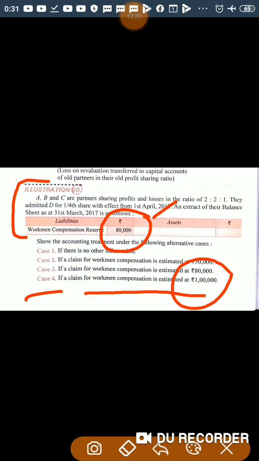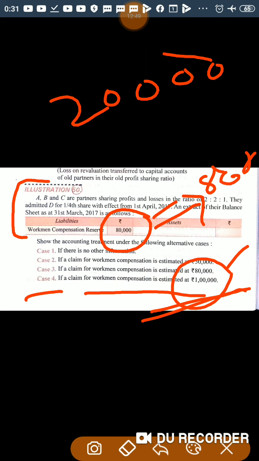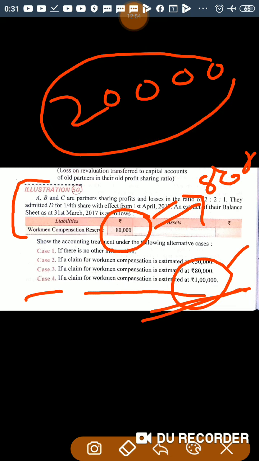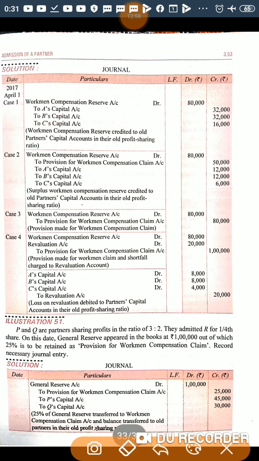So distributing among the old partners is out of the question, and there is also a loss to the firm, because there is a new liability of 1 lakh, and this can be met by the workmen compensation reserve only up to 80,000. The rest of 20,000 is an increase in liability, and this is a loss for the business. For that we will use the revaluation account. So the journal entry will be workmen compensation reserve 80,000 and loss due to new liability 20,000. The total liability is 1 lakh. Out of this, 80,000 can be compensated by the reserve, and the rest is purely a new liability, and due to the new liability it's a loss for the business.